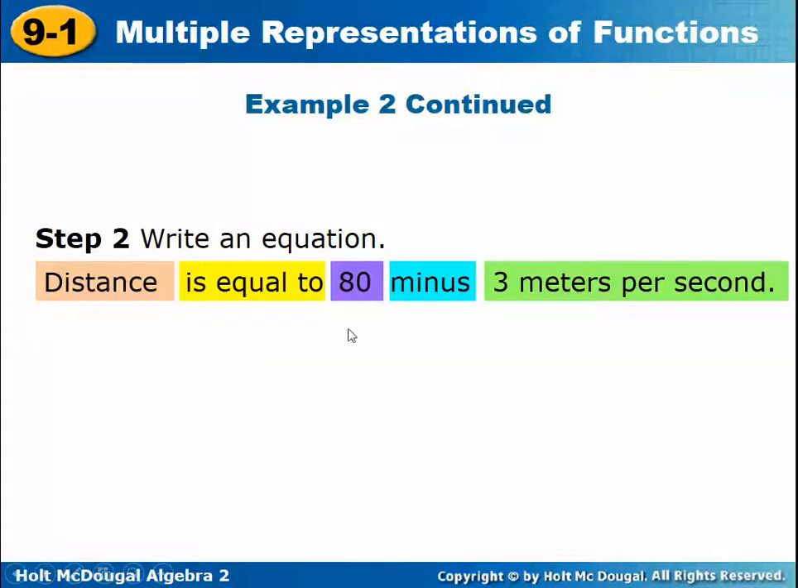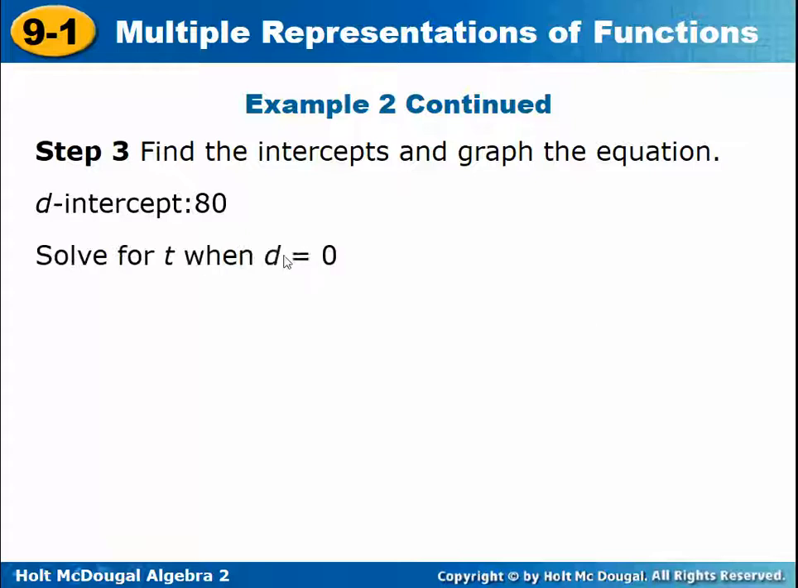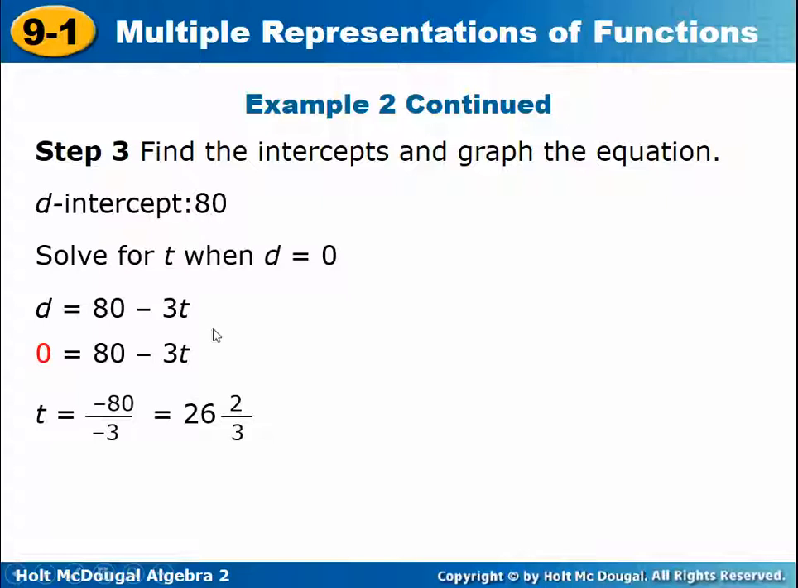The distance is equal to 80 minus 3 meters per second. So we could write that as d equals 80 minus 3t, where t is the time. And then we could also graph this. We know that the total distance is 80, so we can use that and then plug that in to find our other intercept of t.